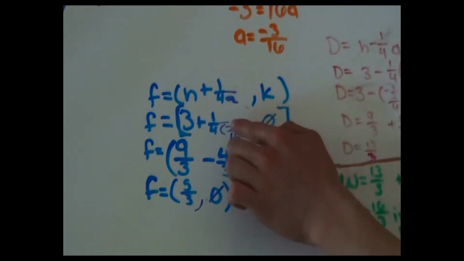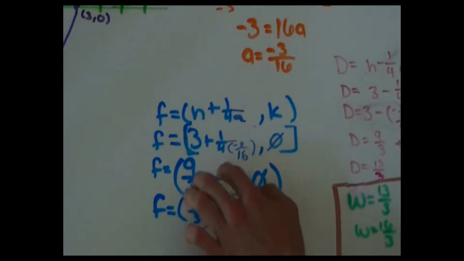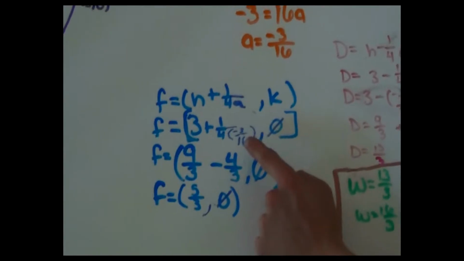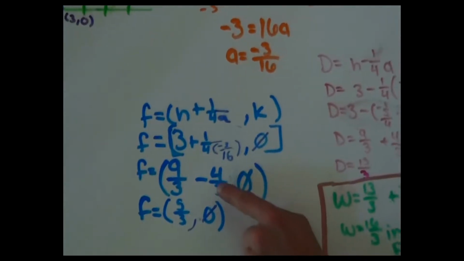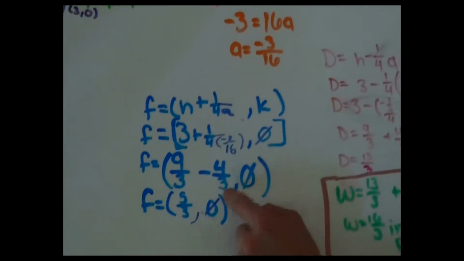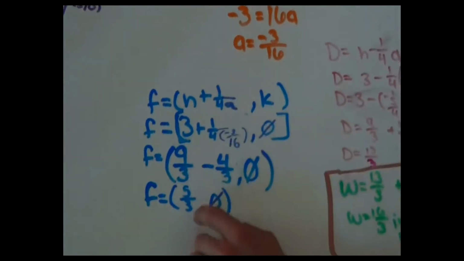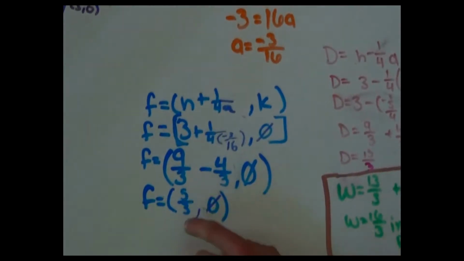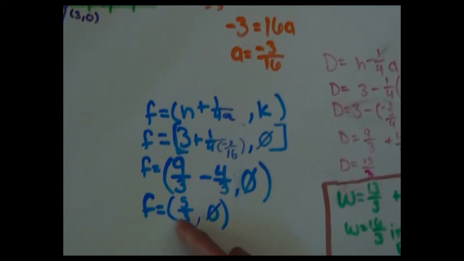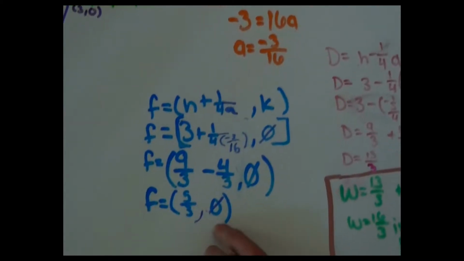So 3 plus 1/4a, with a = -3/16. Multiplying by the reciprocal, we get -4 divided by 3, and then with a common denominator for the 3, which is 9 divided by 3, that simplifies to (5/3, 0). And you can plot that right there on the graph.